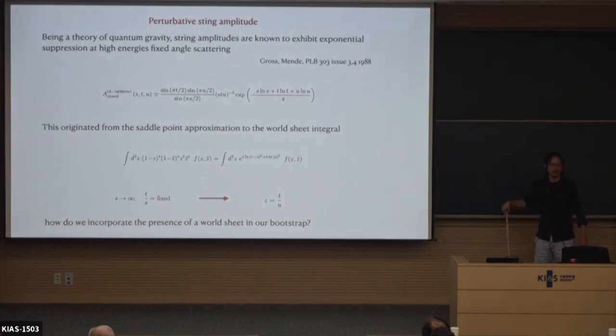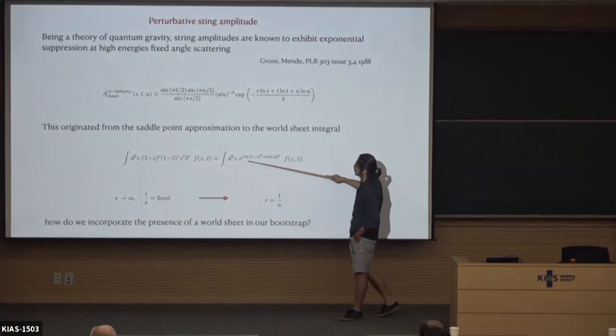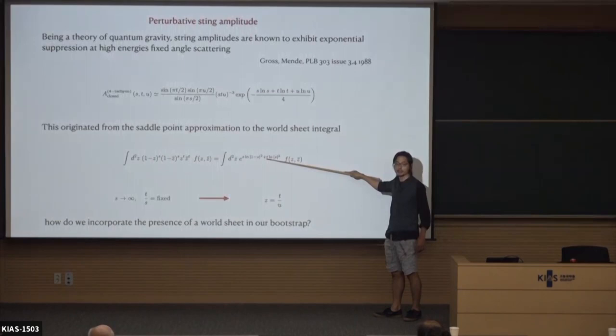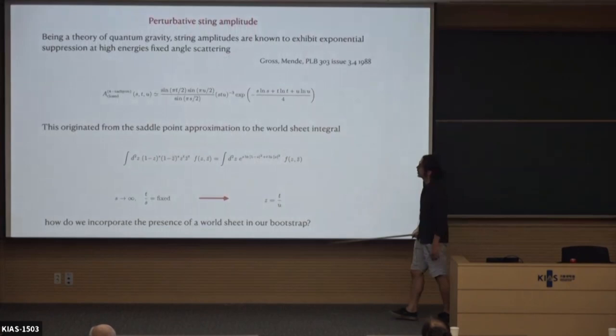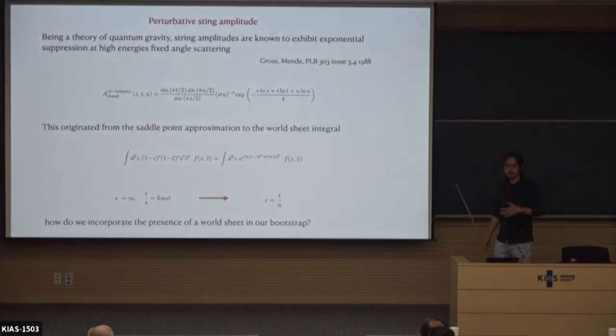It's kind of difficult to incorporate this directly, but we can trace back the source of this exponential suppression, which is, of course, the fact that string theory has a world sheet. And the world sheet has this Koba-Nielsen factor here, which at high energy you can evaluate by the saddle point approximation, which precisely gives you this exponential suppression factor. In other words, string theory has a world sheet, which has this particular structure. So the goal of the second part is to implement the statement that I actually have a world sheet.